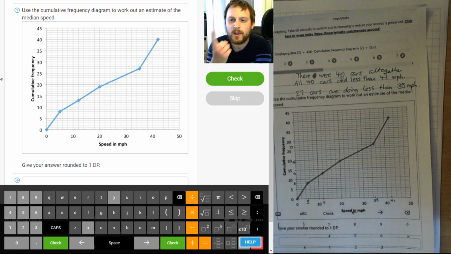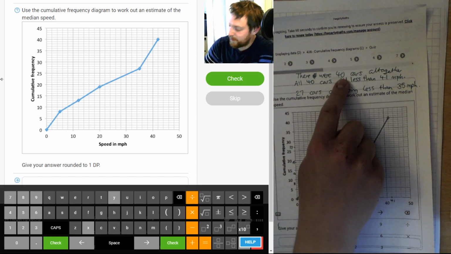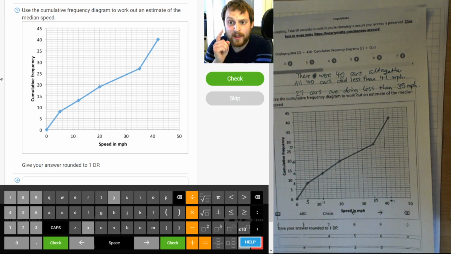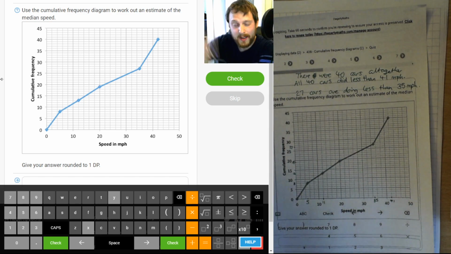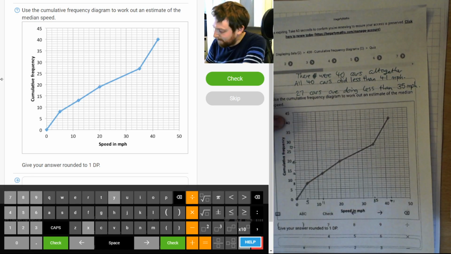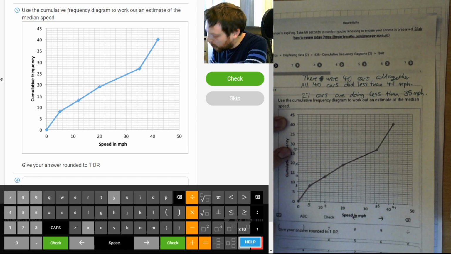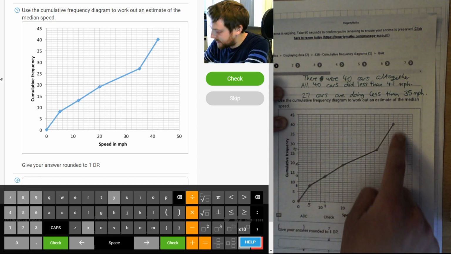So there are 40 cars altogether, and 27 of them are doing less than 35 miles an hour. So how many are doing between 35 and 41, not including 41 exactly? All you do is 40 take away 27. That number in the frequency table would be 13 for between 35 and 41. The way I figured that out is by doing 40 take away 27. So this distance here.